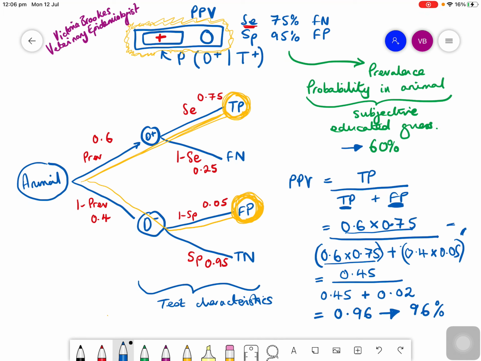96%. So putting that all together, we can say that given this positive test result here and the characteristics of our test here and the pre-test probability here of 60%, our positive predictive value, so the probability that this animal is disease positive, given that we've got this test result here, is 96%. So that is our positive predictive value.